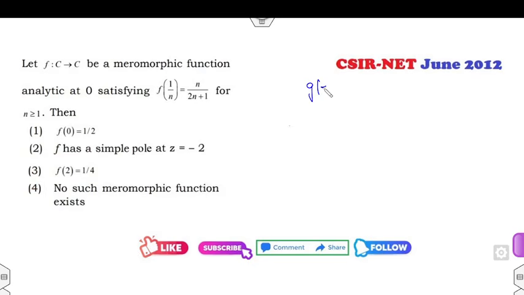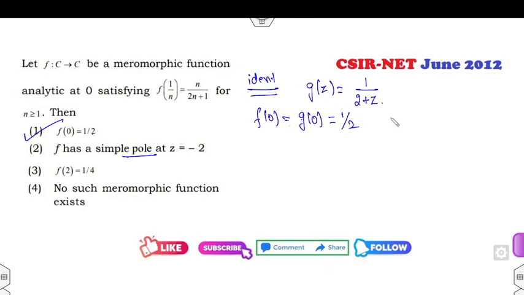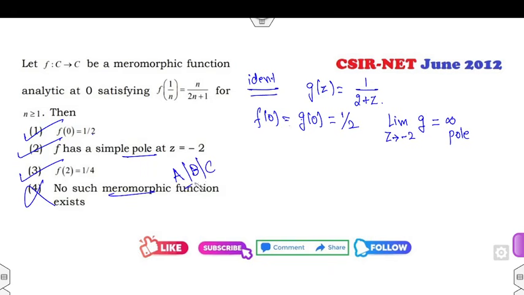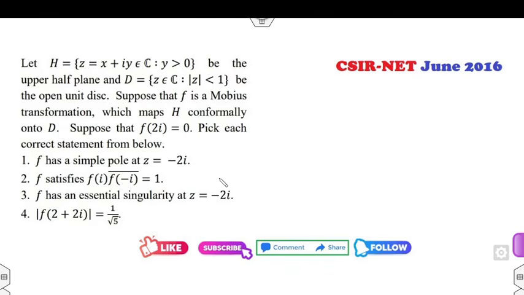Again, you can define the function corresponding to this. If I divide by z, fine. So by the identity theorem, both are my same. So f of 0, which is same as my g of 0, g of 0 is my half. Again, pole, we will check the limit at z approaches -2 of g, which is my infinity. Yes, it is my pole. F of 2 is my 1 over 4. Yes, no meromorphic function. That's a wrong answer. A, B, C are my correct answer.